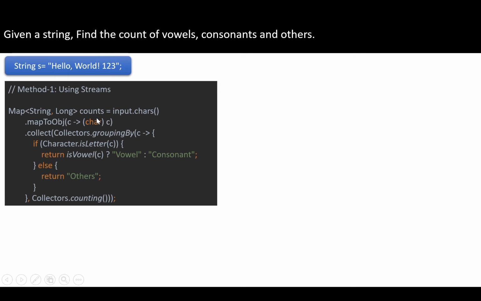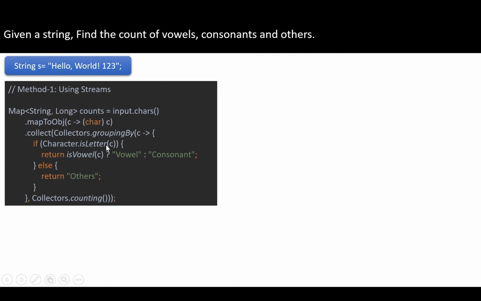Here we can use streams by using input.chars. It will give all the objects in return and we are mapping those objects into characters, and after that we are using collect and Collectors.groupingBy. Grouping by will give you each character as identifier, and we are checking whether it is a letter or not.